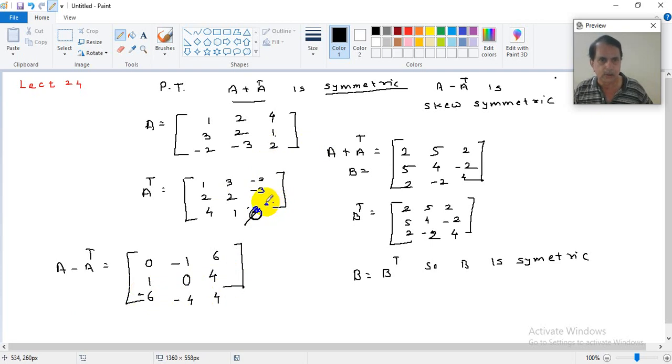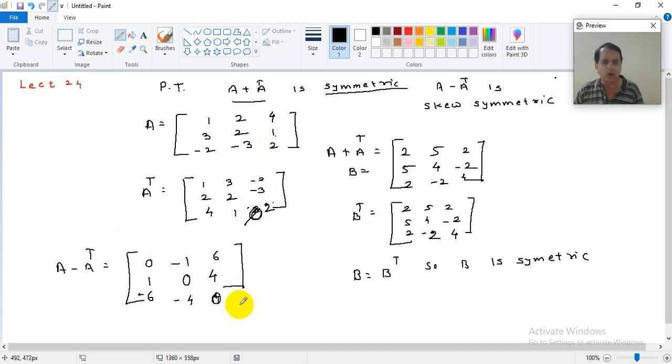What was here? I forgot. Am I doing something wrong? No, I think not. So A transpose is 1, 3, minus 2. Second row is 2, 2, minus 3. Third row is 4, 1, 2. Right, this is 2. So whenever I subtract, this is 2 and this is 2. I am making some mistake. No, it is 2 and 2, so the subtraction will be 0.